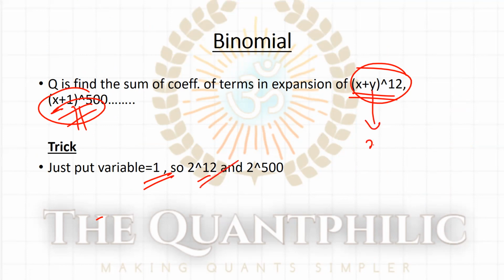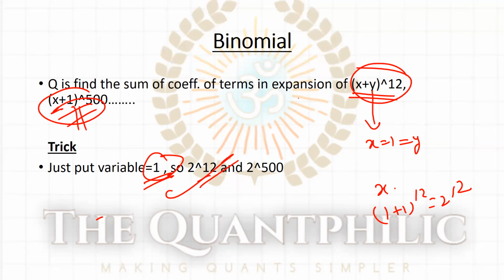If you plug in x equal to 1 and y equal to 1, variable equal to 1, both of these variables will be 1. So 1 plus 1 to the power 12, so this will be 2 to the power 12. This is the answer. So the question is to find the sum of the coefficients of terms in the expansion of this to the power 12.